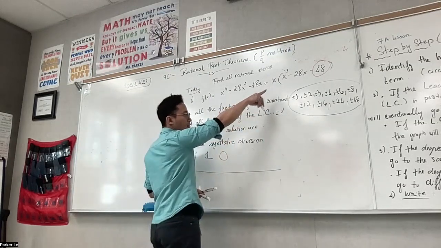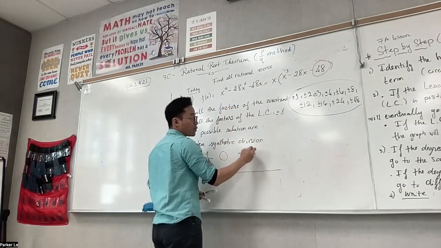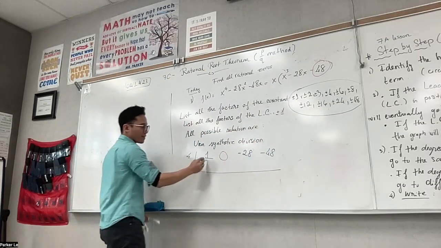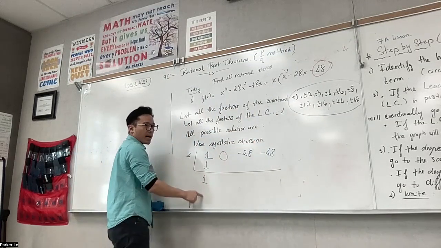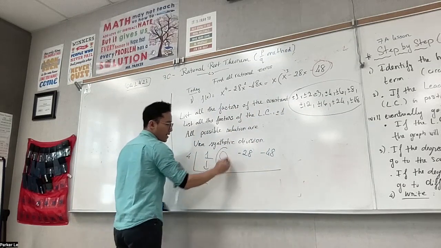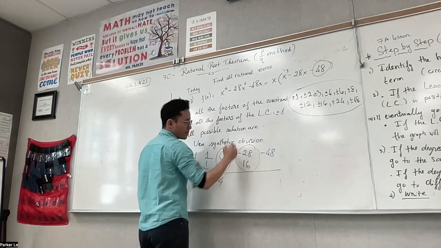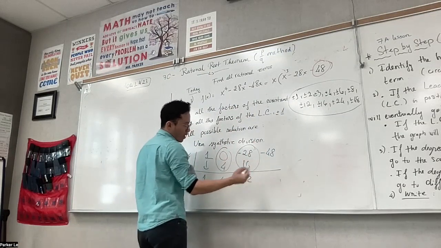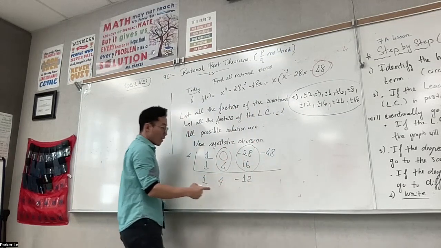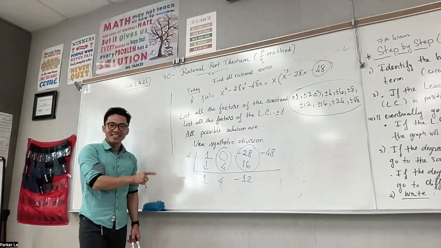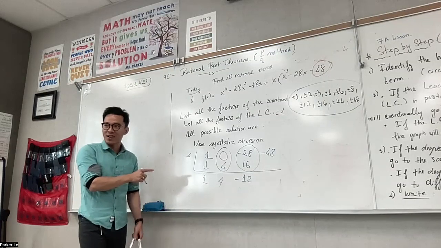Next one, negative 20. Next one, negative 48. All right. Drop it down. Multiply. Add them. Multiply. Add them. Negative 12. Oh, I think this one worked. Who said 4? Wow, on the first try. Very good.